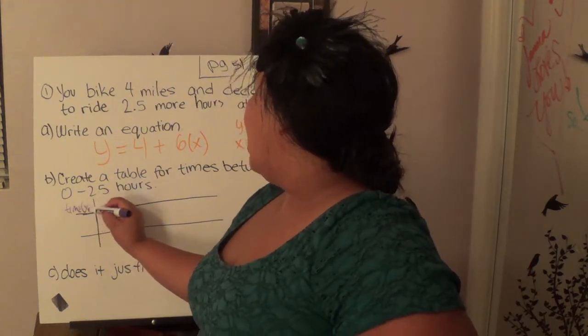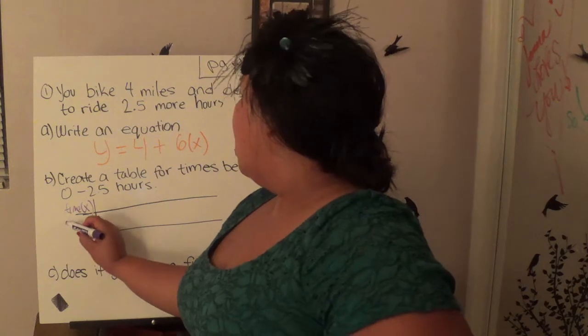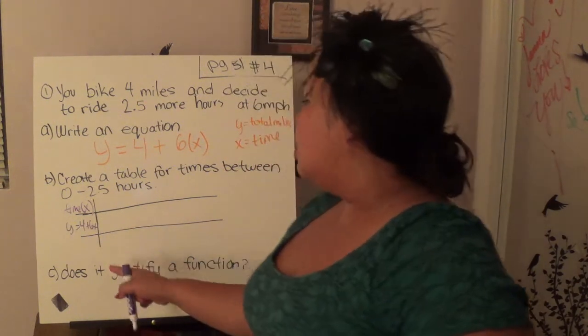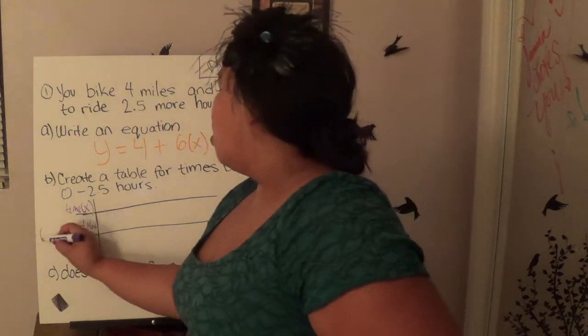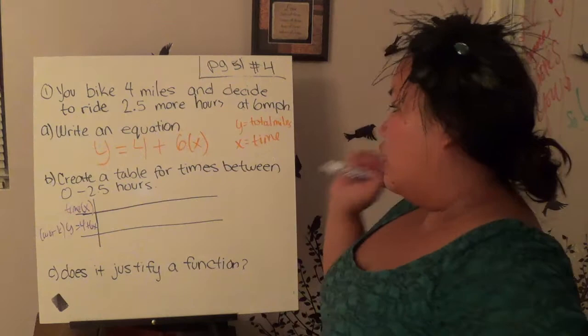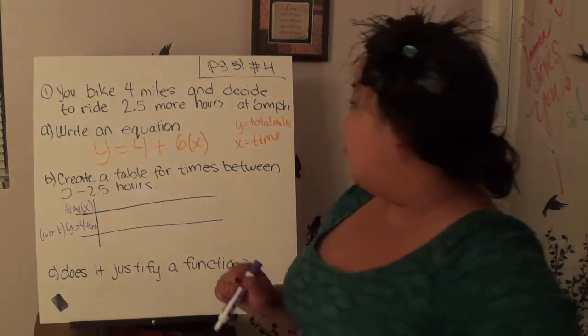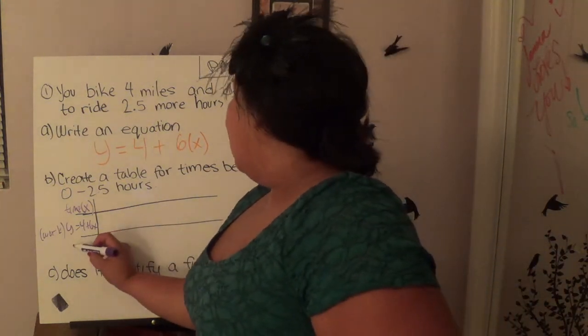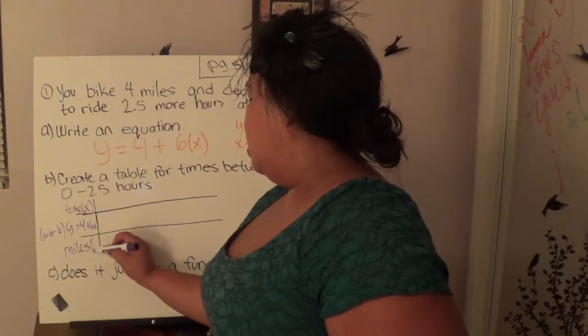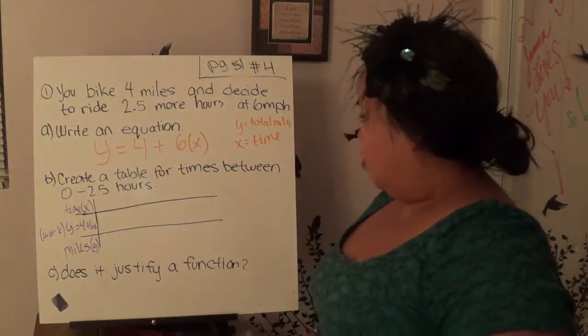So this would be my x. This is my equation, and your book doesn't have this. I think it's great to have this. This is where I show my work. This is important for you to have because I'm expecting you to have it even if your book doesn't have it. And the last thing is miles, my total miles. And this is my y.